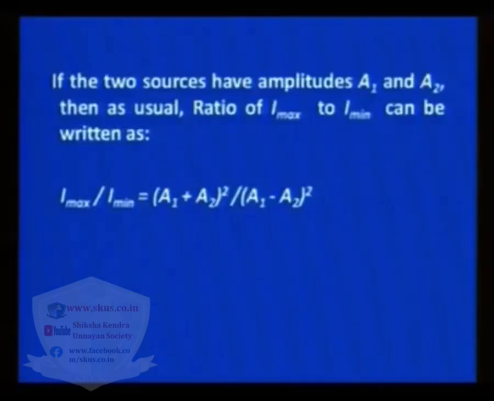If the two sources have amplitudes a1 and a2, a similar formula can be derived, which is the same as for superposition of waves. So, the ratio of maximum intensity and minimum intensity will be the square of the sum of the amplitudes divided by the square of the difference of the amplitudes.